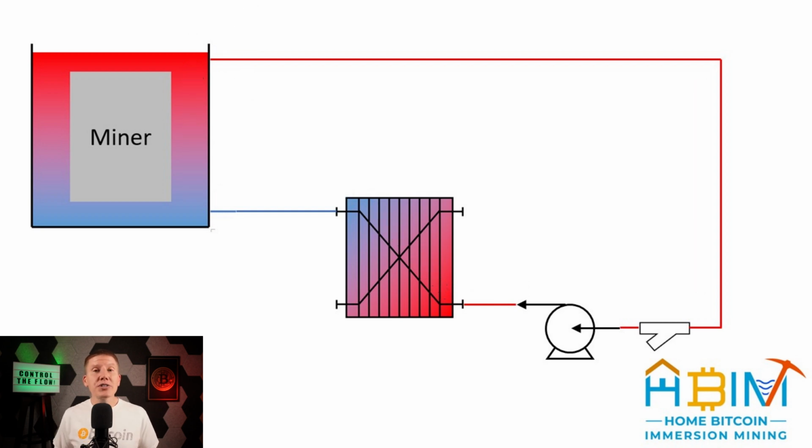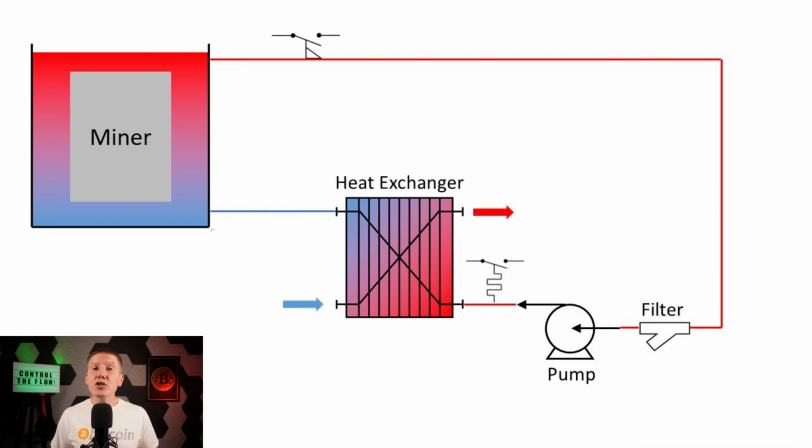Now, the last components to add to the cooling loop are sensors and valves. Sensors will be discussed in future episodes, where I'll cover what type of sensors to add, why to add them, and how to use them, so we're going to skip those for right now.